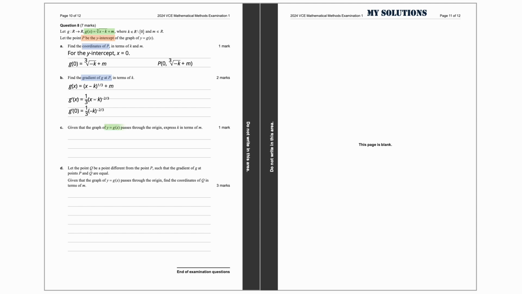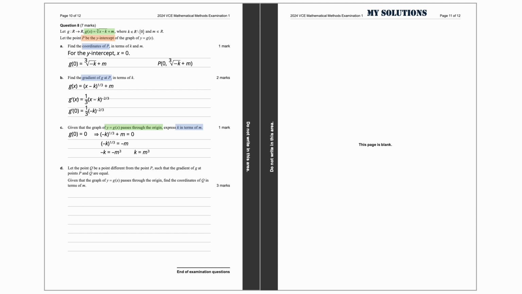Part C. Given that the graph of y equals g of x passes through the origin, express k in terms of m. This means that g of 0 equals 0. Therefore, negative k to the power of a third plus m equals 0. Negative k to the power of a third equals negative m, which means that negative k equals negative m cubed. In other words, k equals m cubed.